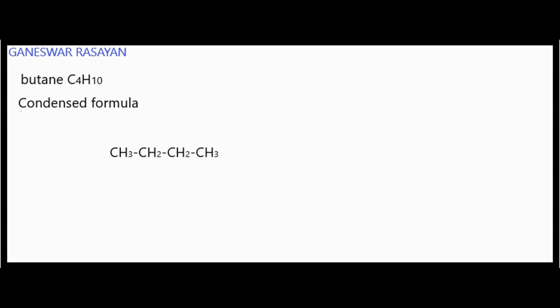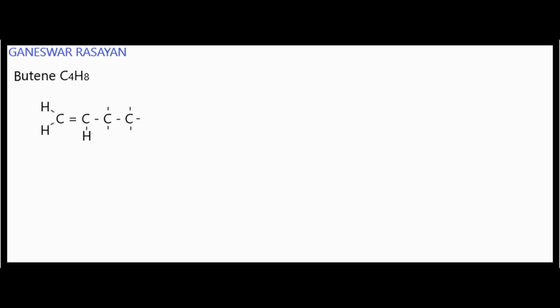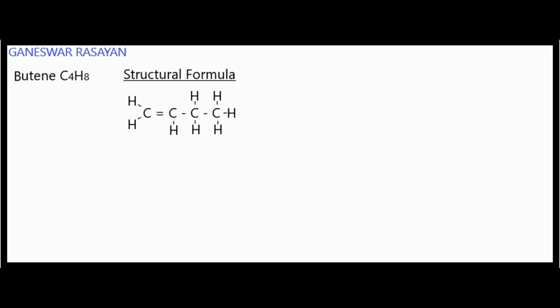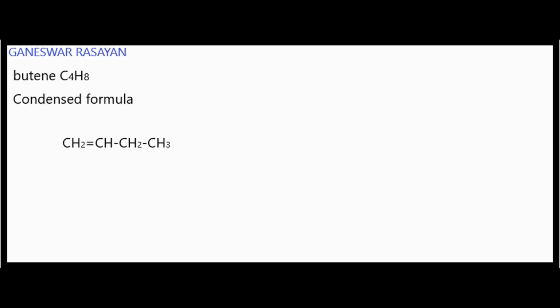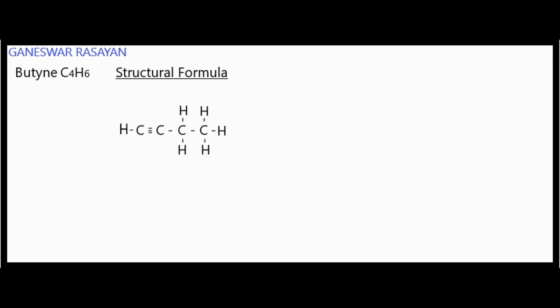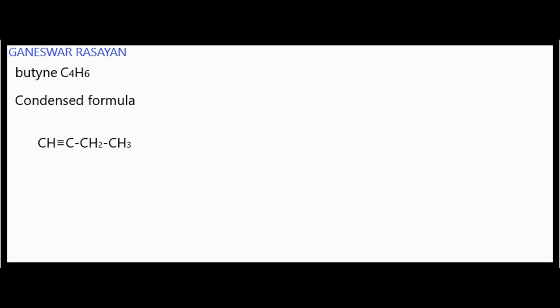See the condensed formula of butane. Check the attachment of hydrogen atoms to each carbon atom of butene. Check the final structural formula of butene. See the condensed formula of butene. Check the attachment of hydrogen atoms to each carbon atom of butyne. Check the final structural formula of butyne. See the condensed formula of butyne.